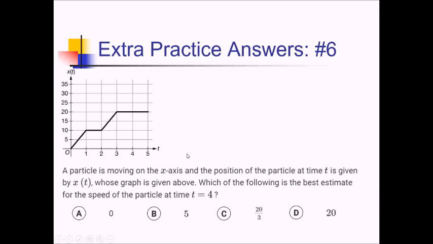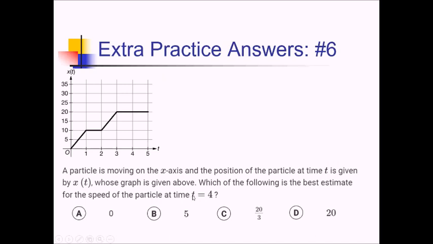For this problem, we're given a particle moving on the x-axis, and its position is given by x of t. In the graph above, we've graphed out x of t. We want to know what's the best estimate of the speed of the particle at time 4. So one thing to keep in mind, because speed and velocity are often different, in this case, speed and velocity are going to be the same thing. If you look at what this particle's doing, it's always going in the same direction, or at least holding constant. So we don't have to worry about direction changes and the difference between speed and velocity.